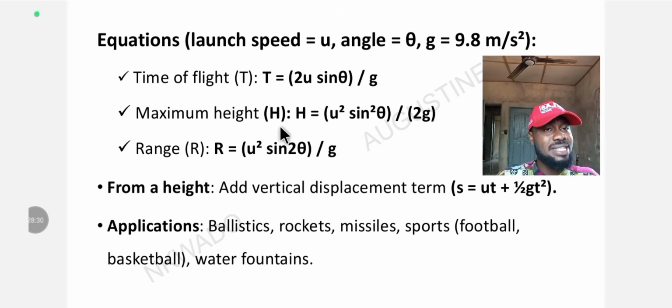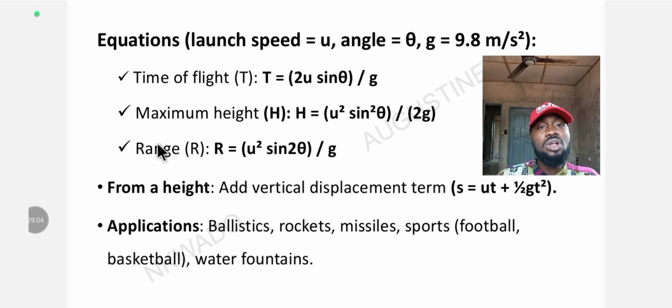Then the maximum height, the same thing. Maximum height is H, capital letter H, which is equal to u squared sine squared theta over 2g. That's the formula. If you want to solve, you substitute. All these formulas, you have to know them. No manipulation for you. You have to put them in your head.